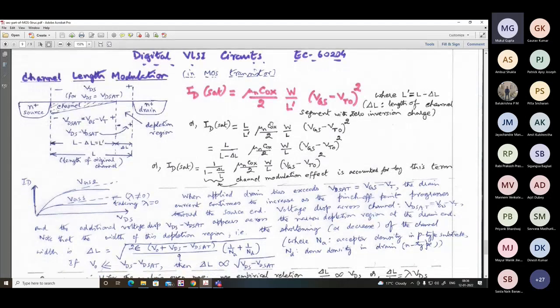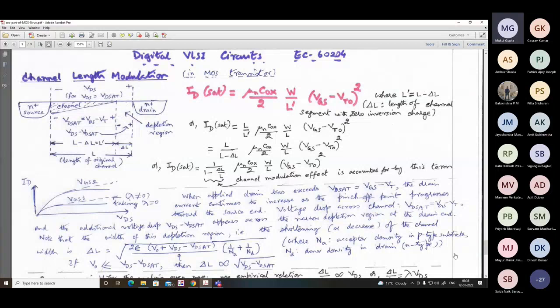Now we rewrite this expression in some form. You see, we bring in the original channel length L, then it will become L by L prime. And this we rewrite as L upon L minus delta L. What is this delta L? Delta L is a consequence of increasing VDS above VGS minus VT. This is called the channel length modulation effect.